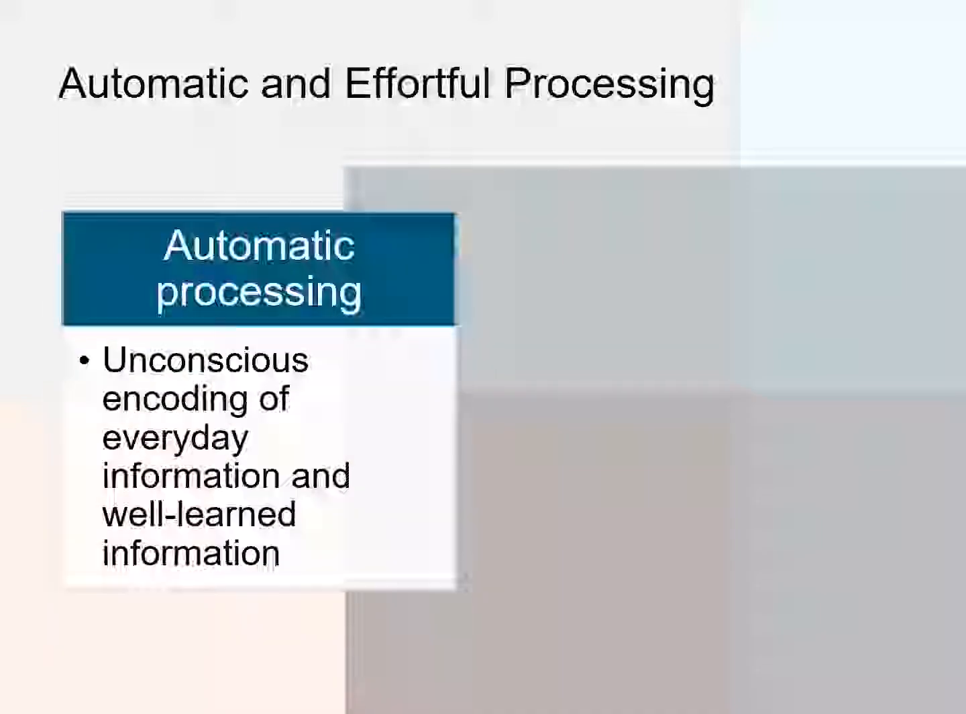Automatic and effortful processing. Just to talk a little bit more about them, automatic is the unconscious encoding of everyday information and well-learned information. It happens when you drive the same route to work every day. You learn that that stop sign is there and that building is there and that person tends to be there. So there are things that you didn't really try to learn, you just learned because from repeated exposure, it just became your cognitive map of what the situation was.